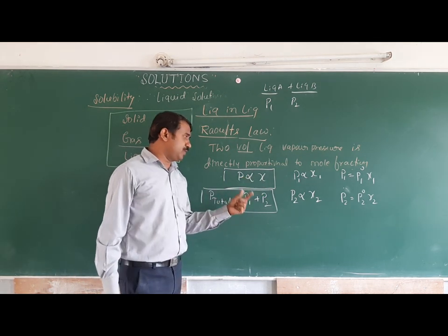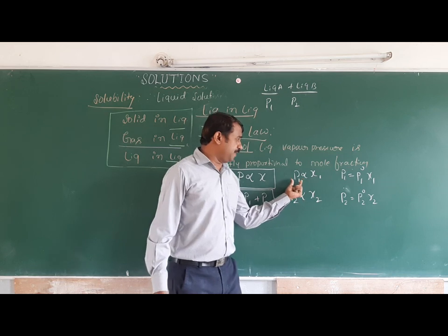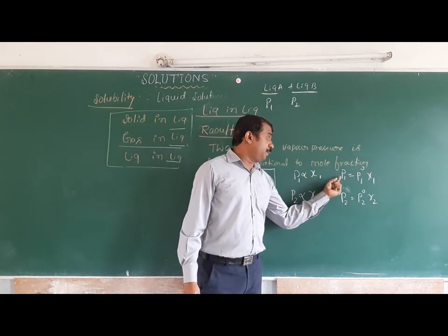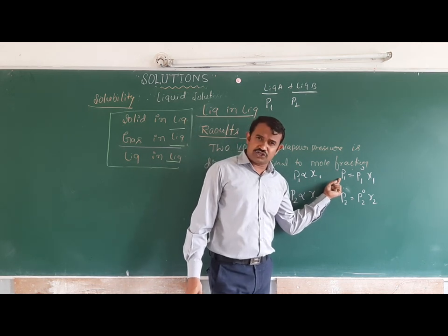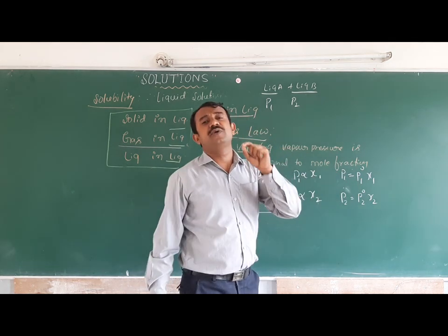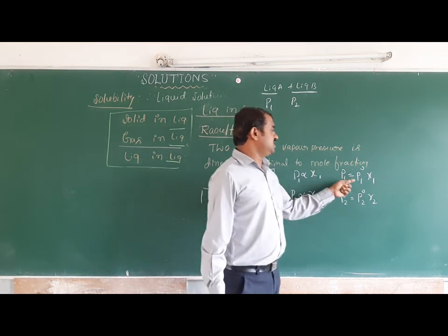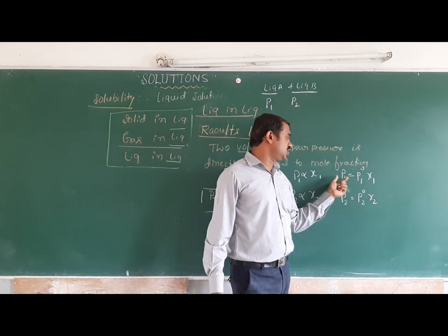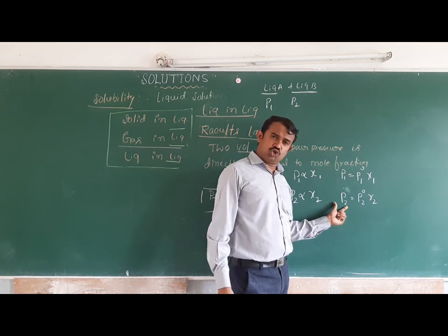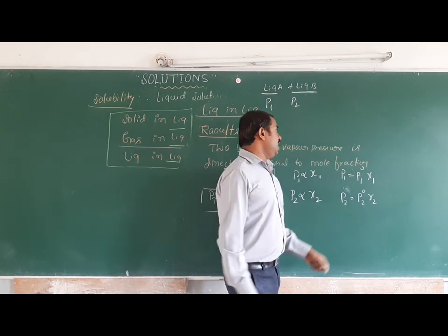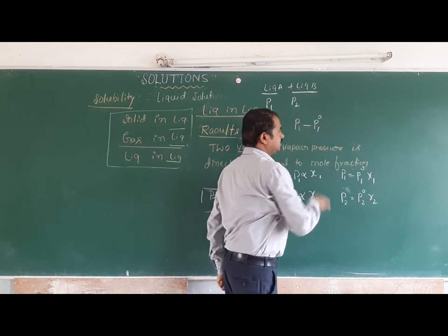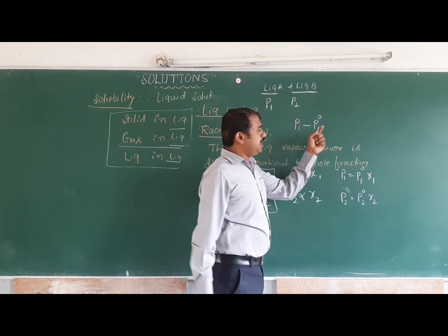P total equals P1 plus P2. P1 is directly proportional to X1, P2 is directly proportional to X2. P1 means the solvent vapor pressure, and P01 means the pure solvent vapor pressure. This is the pure solvent vapor pressure of component 1, and this is the pure solvent vapor pressure of component 2. What are P1 and P01?